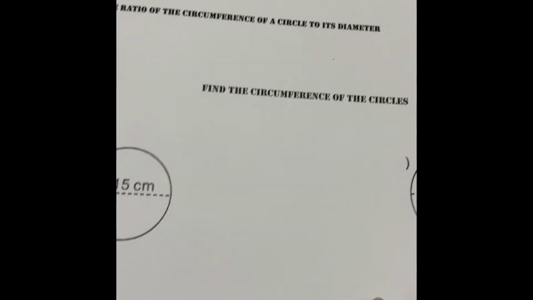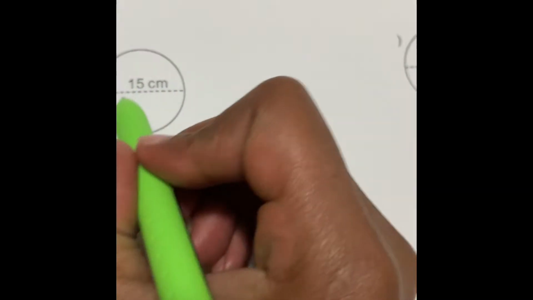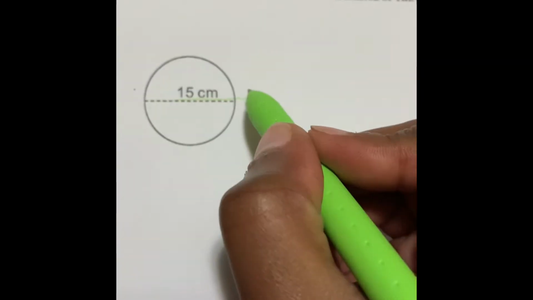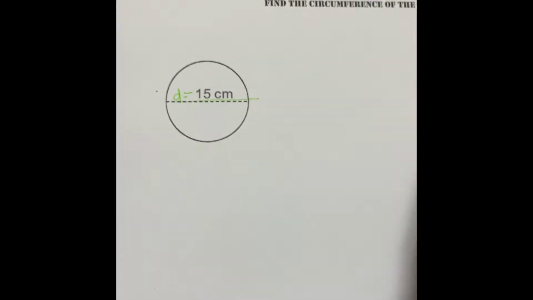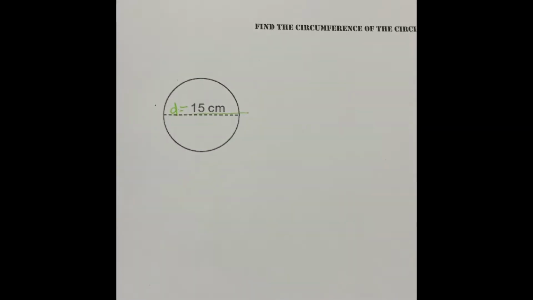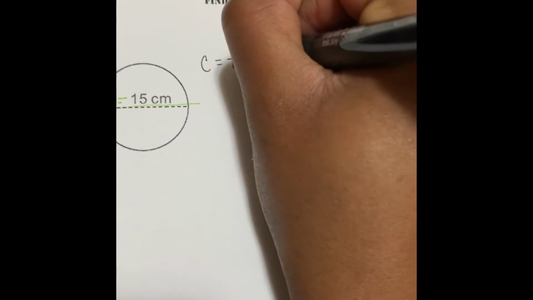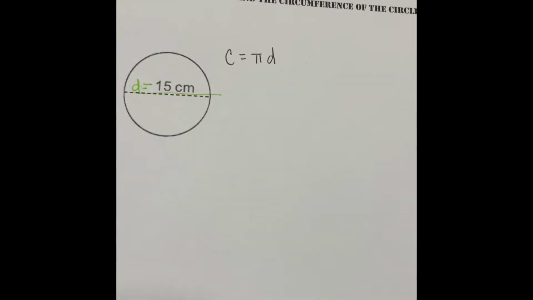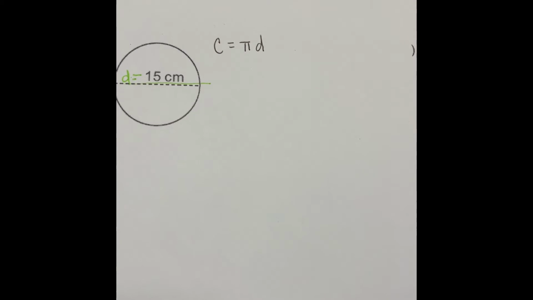So let's work on some examples. So example 1, it says find the circumference of the circles. So example 1, if I look at this picture, the line goes all the way across the circle. Okay, so that means I have a diameter. Okay, so because I have a diameter, I want to use the formula that says C is equal to pi times D. Okay, so circumference is equal to pi times D.